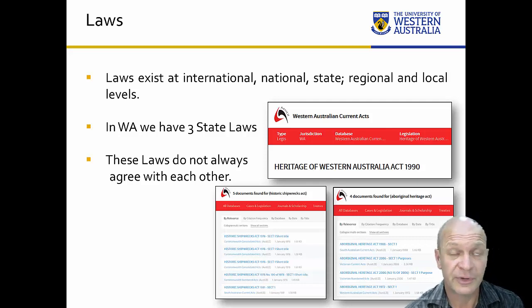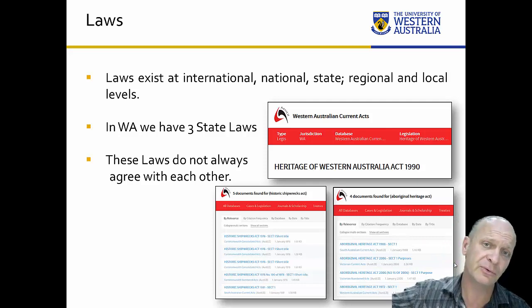Now, in Western Australia, we have an interesting situation in which we have 3 sets of heritage laws. We have the Aboriginal Heritage Act of Western Australia from 1972. We have the Heritage Act, which deals largely with historic or colonial heritage, from 1990. The Act is from 1990, not the heritage. And then we have the Historic Shipwrecks Act that deals largely with shipwrecks. So these are the state laws.